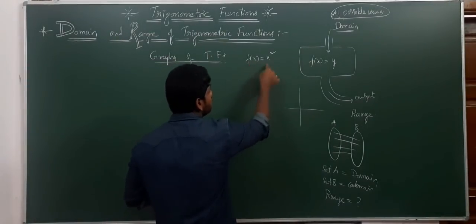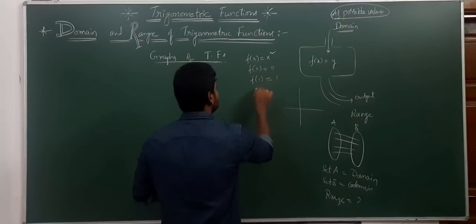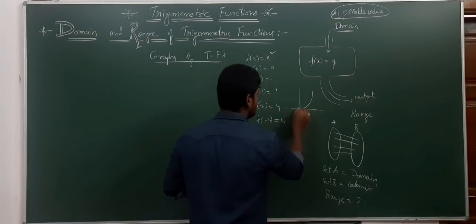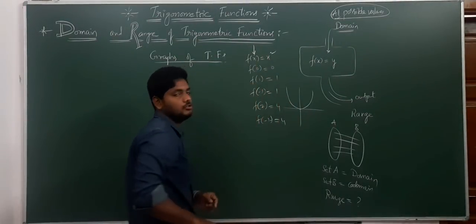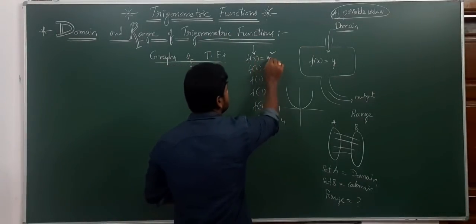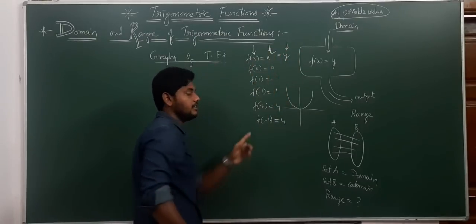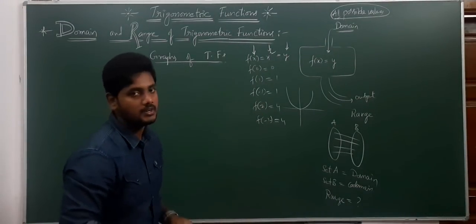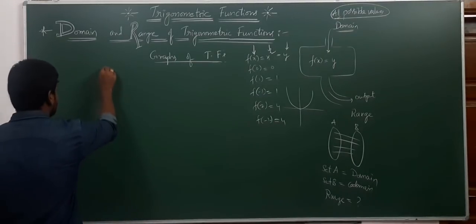For example, if the function is f of x equals x square, f of 0 becomes 0, f of 1 is 1, f of minus 1 is 1, f of 2 is 4, f of minus 2 is 4. If you draw it, it will come like this: the graph of f of x equals x square. These x values we will consider as domain values. f of x equals x square is nothing but y, so these y values we will consider as range values. By using this concept, we will draw graphs of trigonometric functions. For that we need to consider a coordinate system, nothing but a coordinate plane.